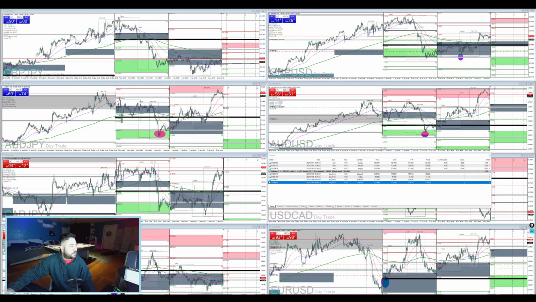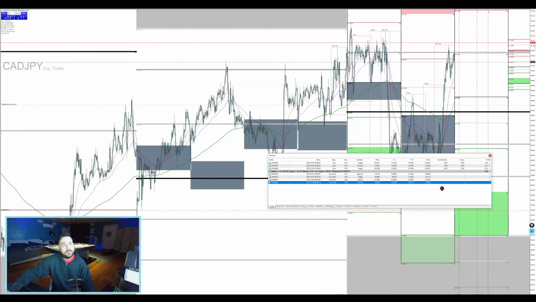Okay. Actually, let's slide this setup on. Slide this setup. Where's that? Right here. This one comes right on over here. So it might be tomorrow during London. Okay, CAD yen. Let's go ahead and open that one up.